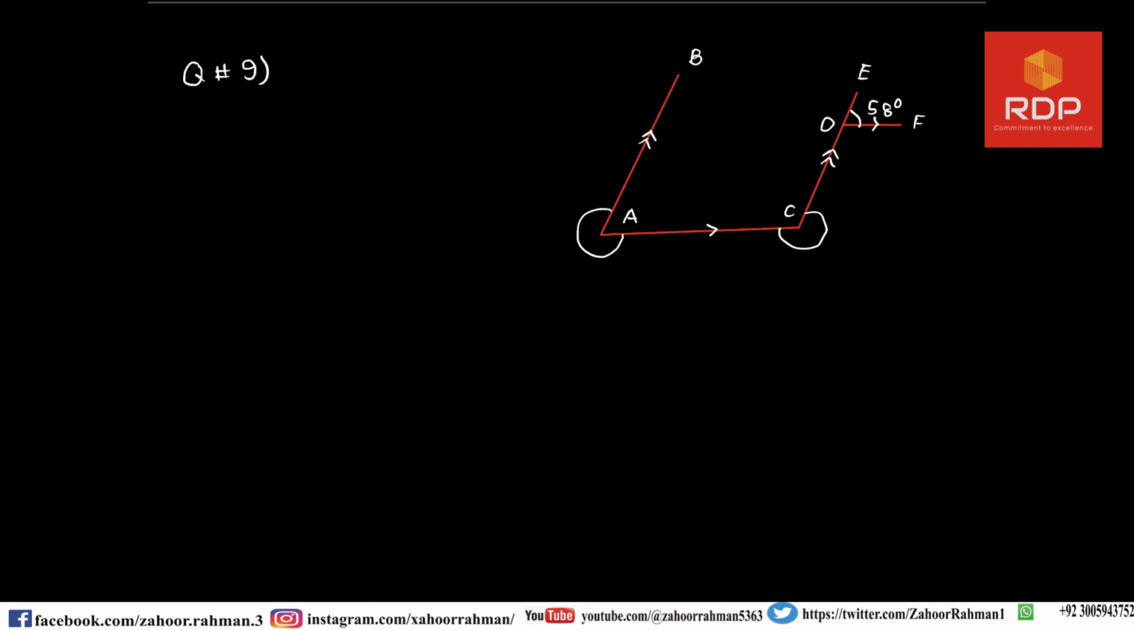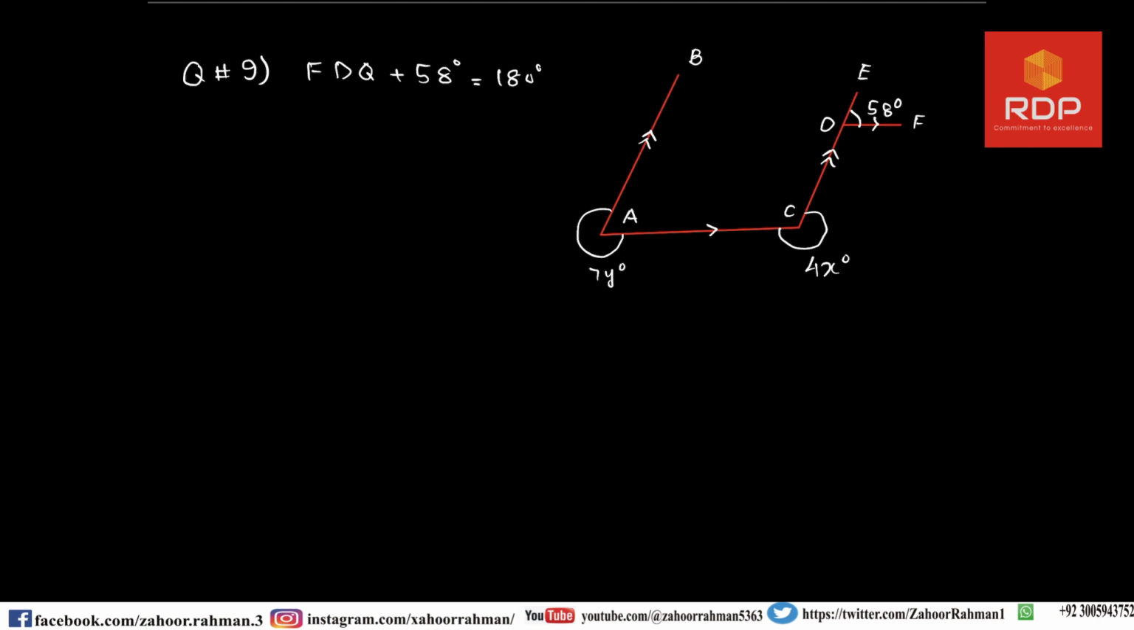So we have to find the value of x and of y, because this is equal to 4x degrees, and that is equal to 7y degrees. So there are two variables inside it. Now let us start, and I am writing FDC plus 58 degrees is equal to 180 degrees.